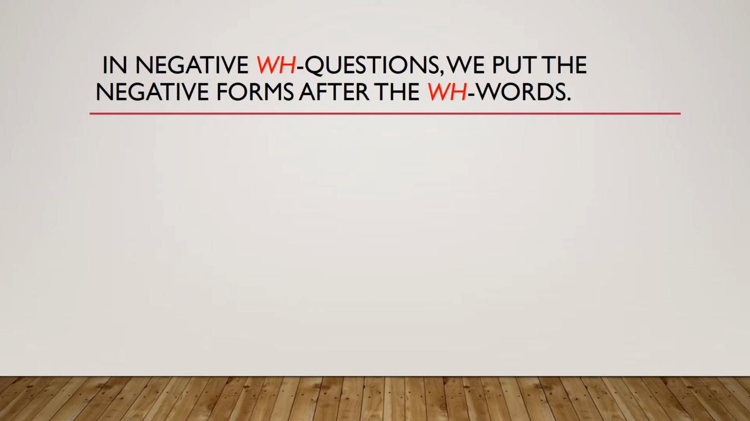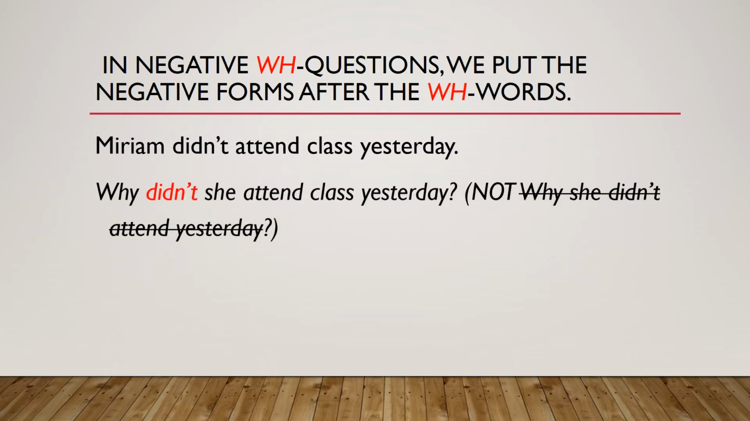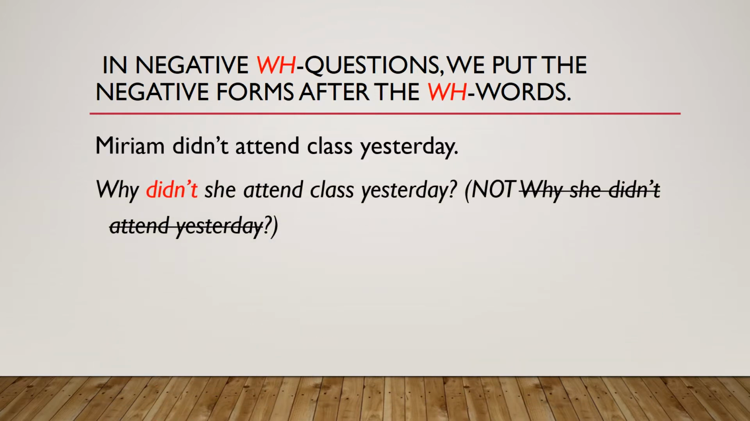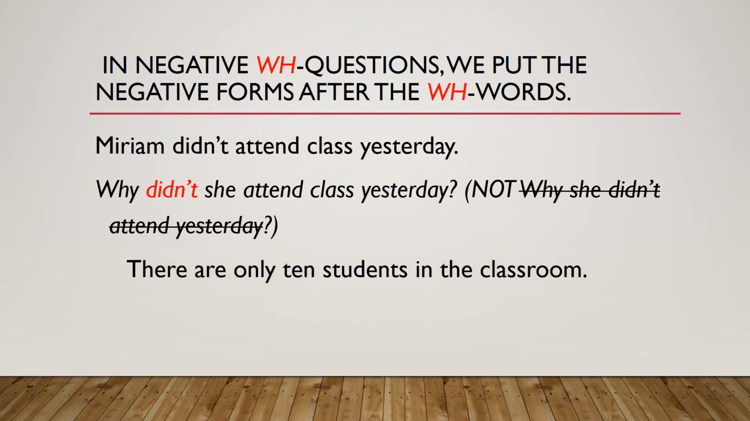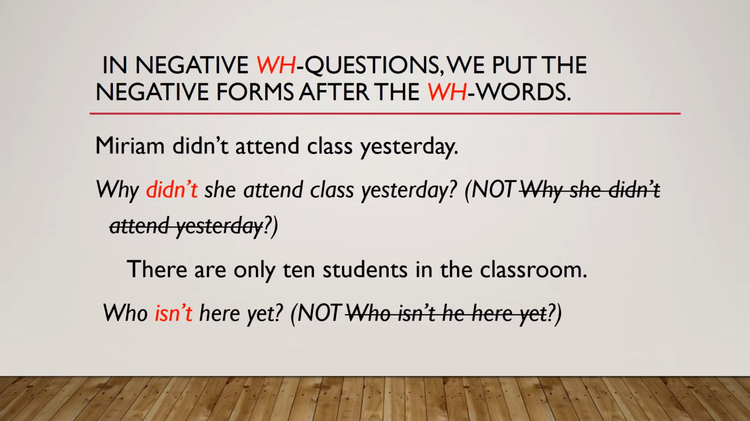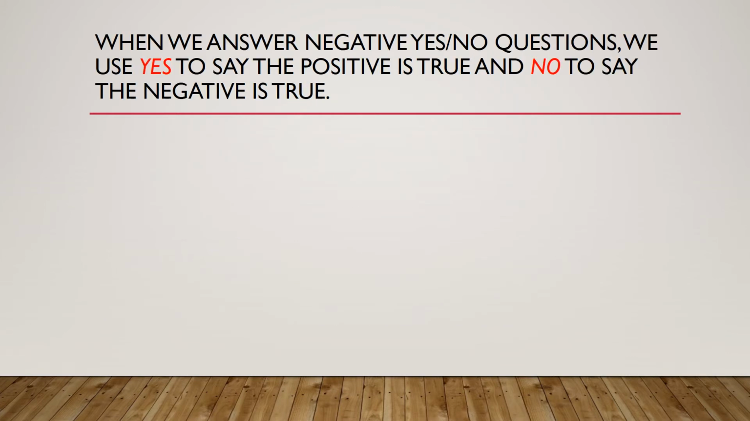In negative WH questions, we put the negative forms after the WH words. Miriam didn't attend class yesterday. Why didn't she attend class yesterday? Not, why she didn't attend yesterday. There are only 10 students in the classroom. Who isn't here yet? Not, who isn't here yet.